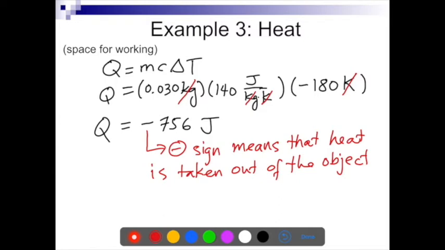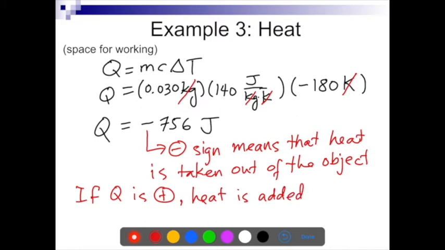So here you can see that Q, the amount of heat transferred, can either be positive or negative. If Q is positive, the sign of Q is positive, it means that heat is added to the object. And if heat is added to the object, that means the temperature of the object will increase. And so you'll find that the final temperature of that object should be greater than the initial temperature of that object.